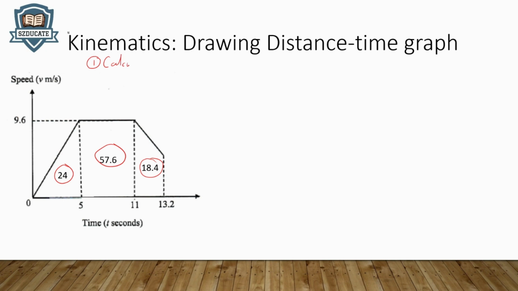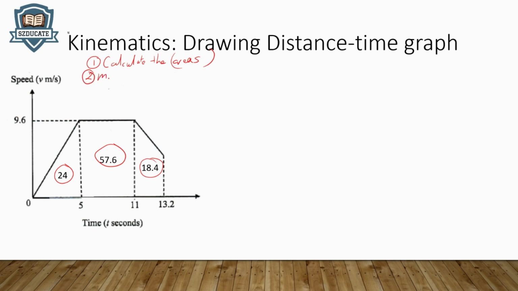Alright, so calculate the area. Now, if you can, please answer me. What does the area under the graph represent in a speed time graph? If you forget, please refer back to the table. It represents the distance traveled. Okay, so calculate the area under the speed time graph, all the areas.